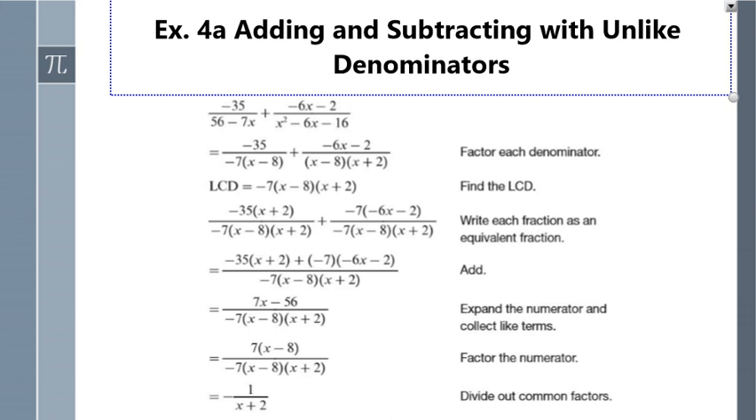And the fourth example here, adding and subtracting with unlike denominators. So we're going to do the same thing where you may need to add and subtract.